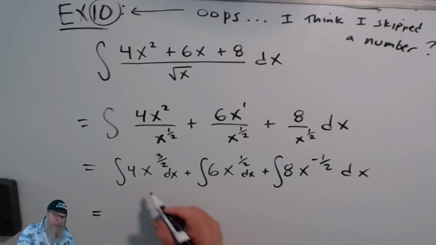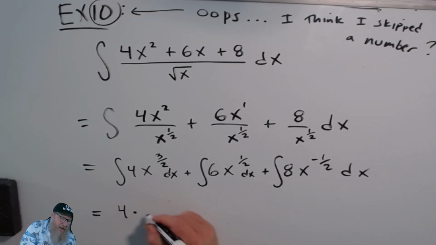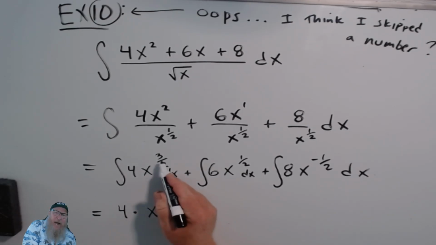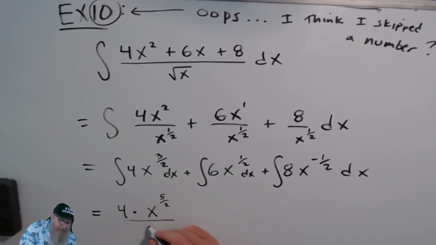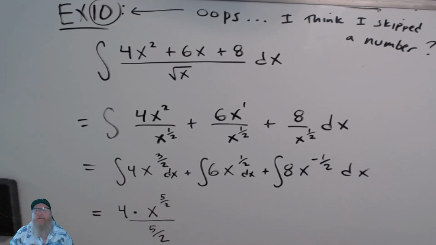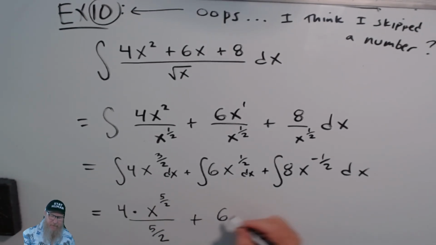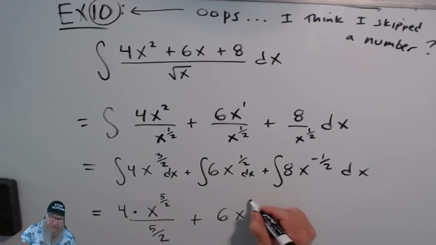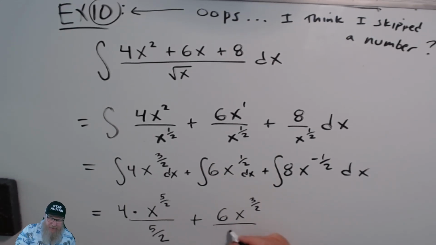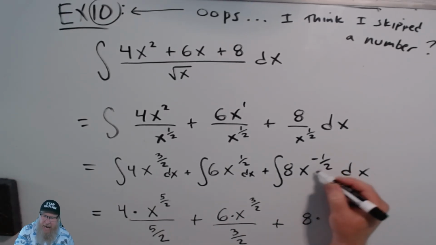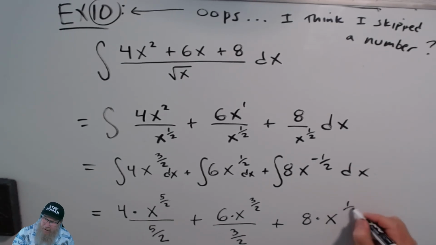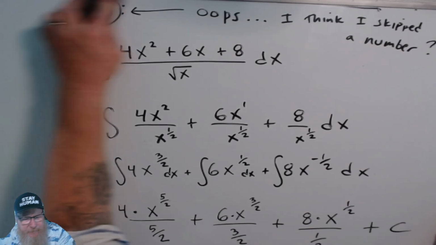All right, now let's do it. So it's going to be 4 times, remember we're adding to this, so that'll be 5/2 and then divided by 5/2. We're adding to this, so that'll be 3/2 and then divided by 3/2. And then we're adding, so that'll be x to the 1/2 divided by 1/2, and then don't forget your plus c.